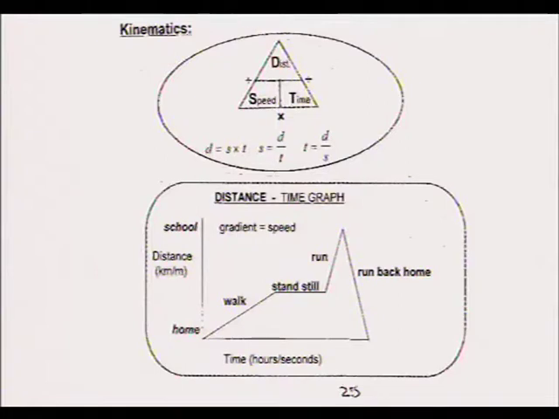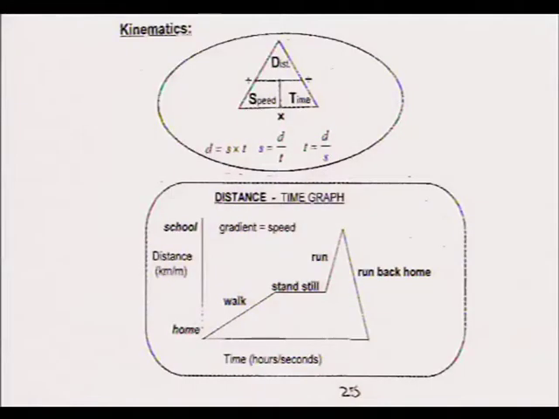Kinematics: distance, speed and time. Distance is speed times time. Then speed is equal to distance divided by time. And if you have to find the time, you take the distance divided by the speed.